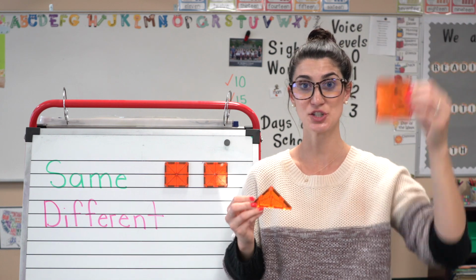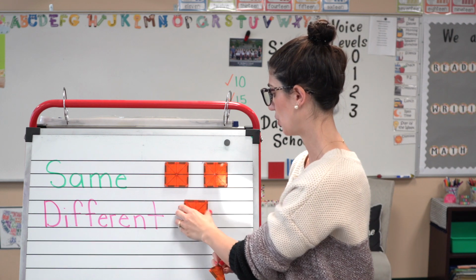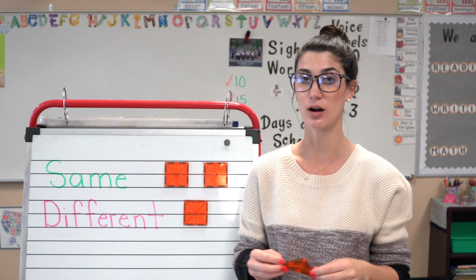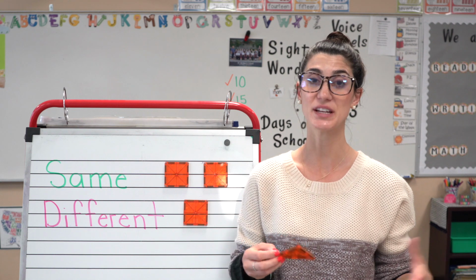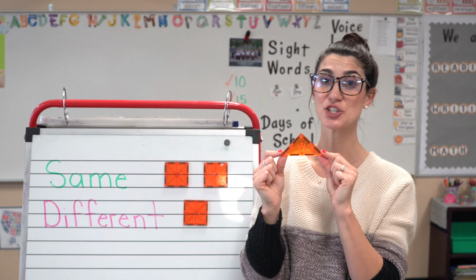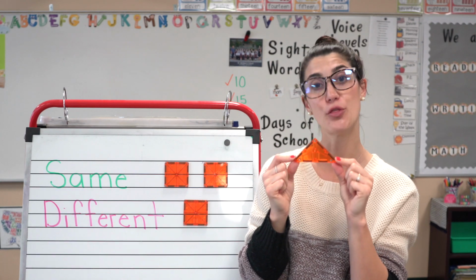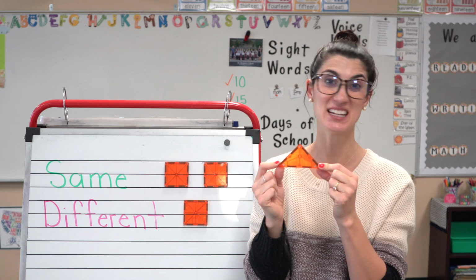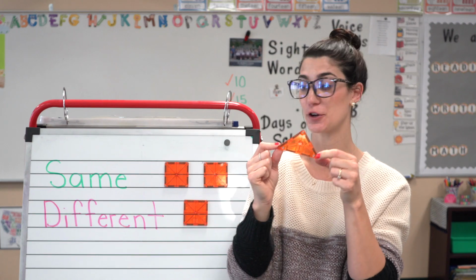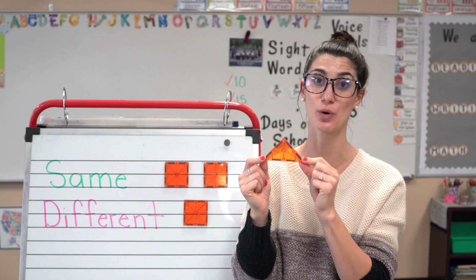Hopefully you chose this shape. This shape goes with the other squares. They are all squares and they are all orange and they are the same size. This shape is different. Although it is the same color, it is not the same shape. It is different because it is a triangle.